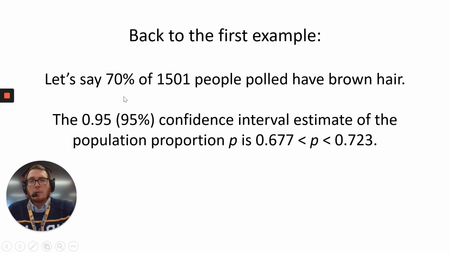Okay, so let's go back to our example. 70% of the 1,501 people have brown hair. The 95% confidence interval is from 0.677 less than p less than 0.723. Now you can think of this as a range. So the low end is 0.677 and the high end is 0.723. Anything in that range is where we most likely think, oh, this is where things are at. We're confident that they're between these 2 numbers. There's some other ways to write these pieces, and we'll look at some of that later on in this lesson.